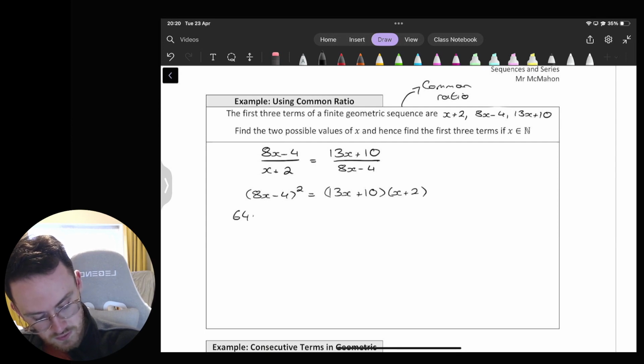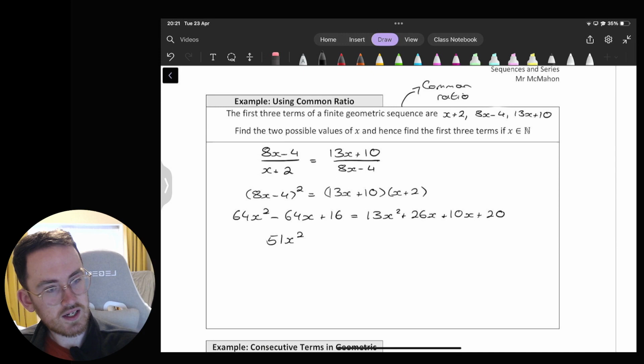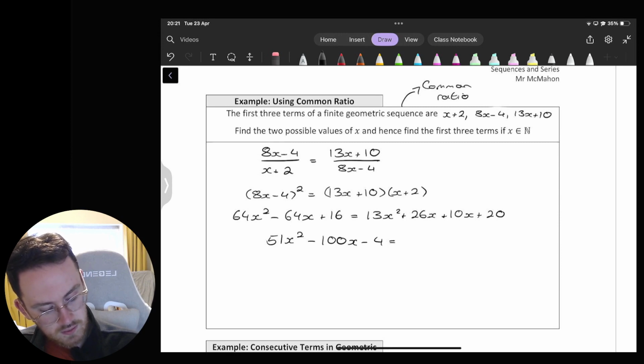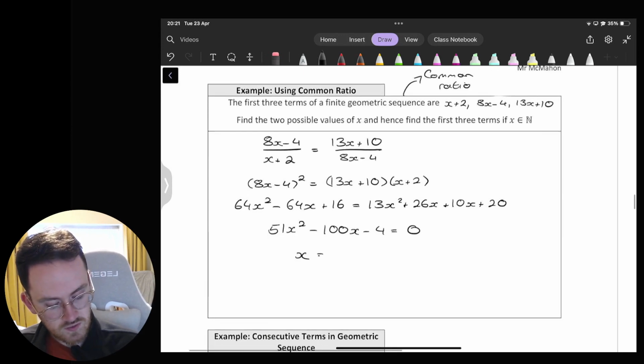So let's see, 64x squared minus 64x plus 16 equals 13x squared plus 26x plus 10x plus 20. So 51x squared minus, okay, let's just see what this gives us here. So 51x squared minus 100x minus 4 equals 0. Okay, so at that point I would plug that into my quadratic formula to get my answer, and I get my two answers for x of 2 and minus 2 over 51.